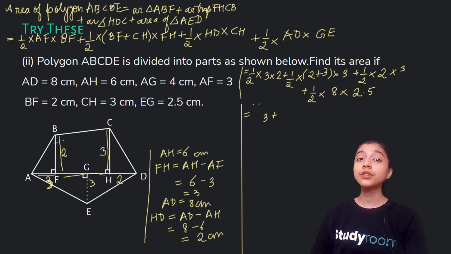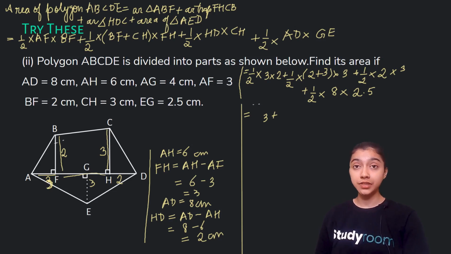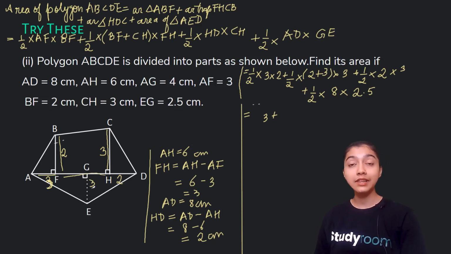So the area of the polygon ABCDE will be equal to the area of triangle ABF plus the area of trapezium FHCB plus the area of triangle HDC, which is again a right angle triangle, added up with the area of triangle AED. So we will calculate the individual areas of these 4 figures, and then add them up to get the ultimate area of the polygon that has been given to us.